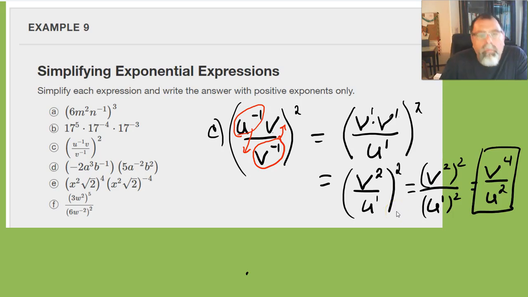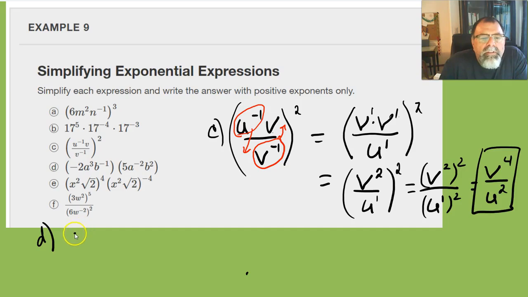Again, that's not the only way to do it. That's just the way that I chose to do it this time. Another time, maybe I do that rule first and kind of distribute it, and then I take care of the negatives. So I would end up at the same answer no matter which way I did it. All right, D. So same thing here.